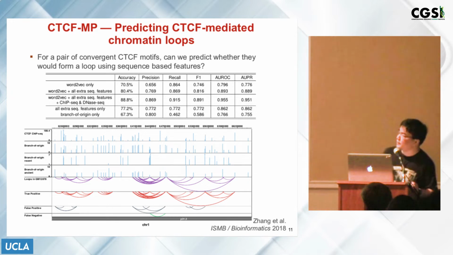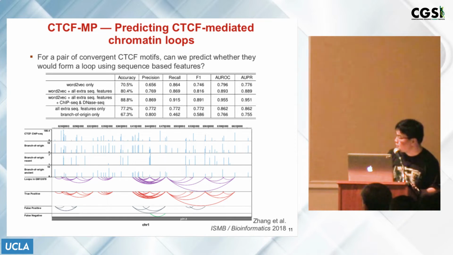And we certainly tested other features, like other sequence features, for instance GC content, and say the distance between the two pairs, although we control that it has to be within a certain range. And we also add these ChIP-seq of CTCF signals and the DNA-seq signals from the surrounding regions. And certainly if you add all of them, you can achieve very good performance.